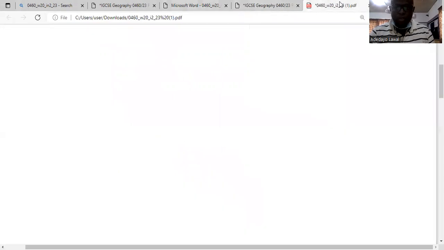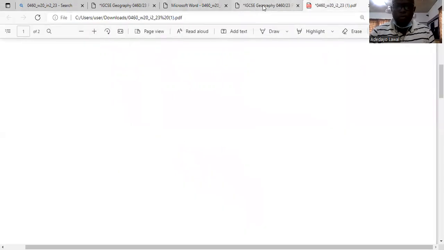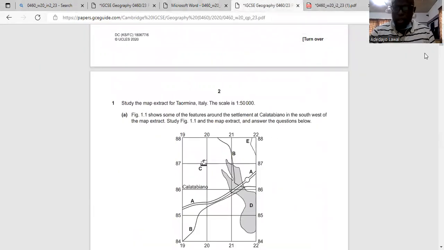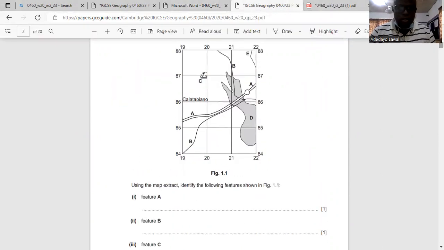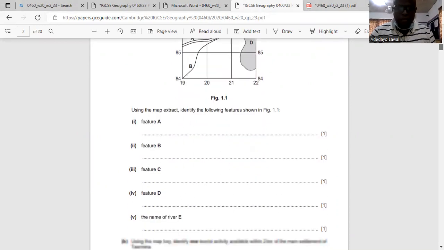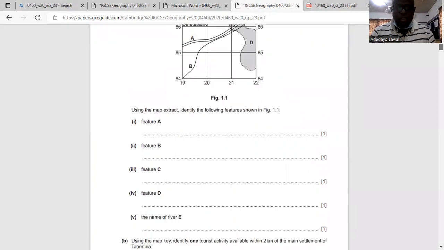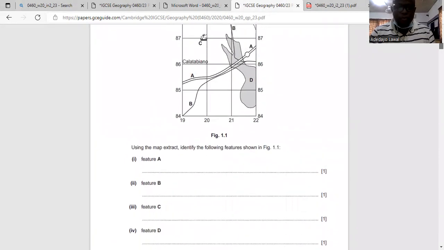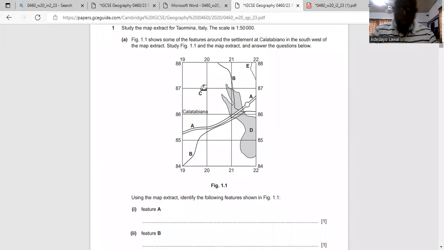I have the maps here too. So the first question says you should locate features A, B, C, D, E. Luckily, all of them are features except E, which asks for the name of the river. To locate those features, you must know the 6-figure grid reference of them, or at least 4-figure. But in some cases, 6-figure will be needed.